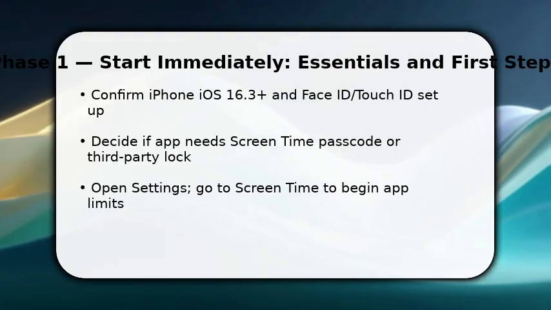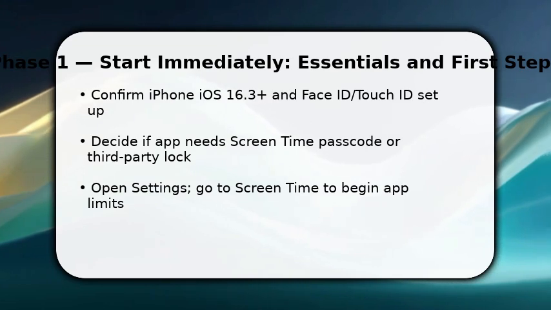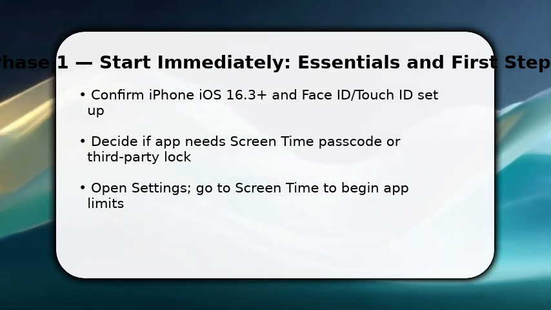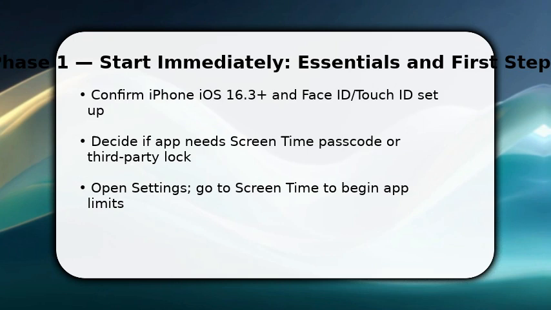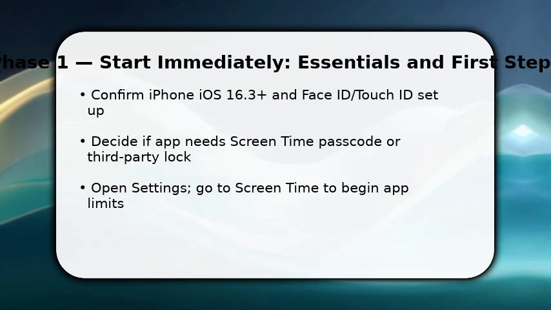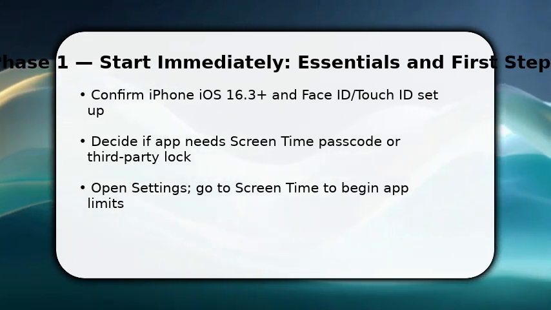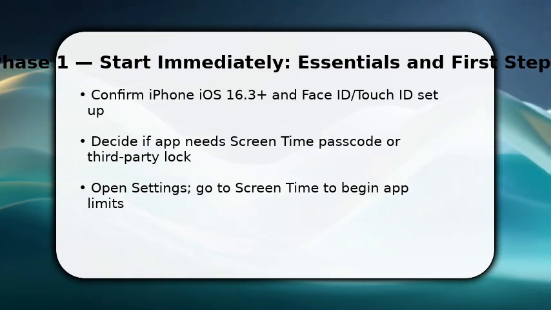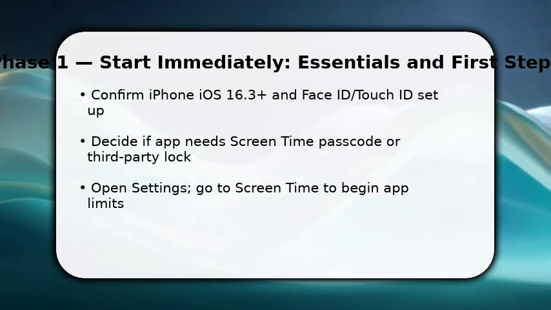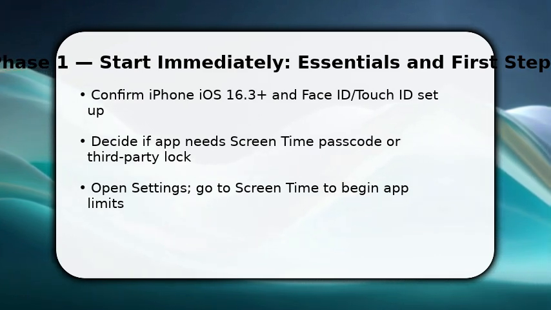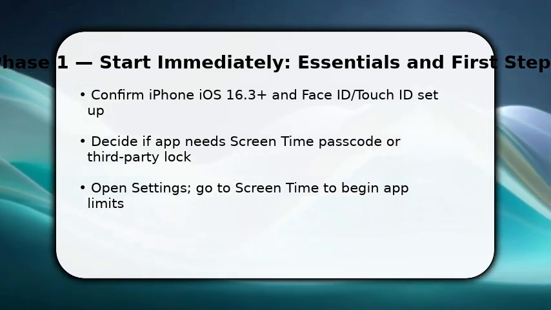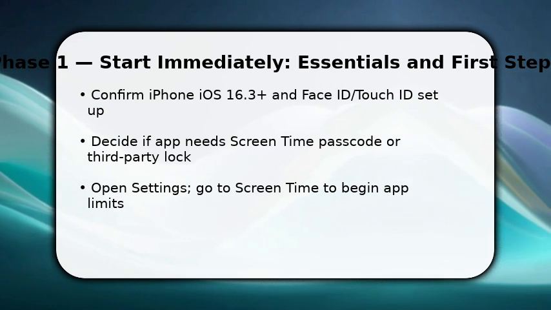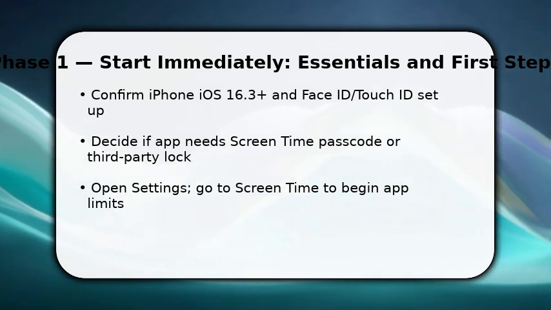You start by confirming your iPhone runs iOS 16.3 or later, and that Face ID or Touch ID is configured. This enables the smoothest app protection. Once done, decide whether you want Apple's built-in Screen Time passcode to gate apps or a third-party Vault app for stronger locks. Make sure to pick a memorable Screen Time passcode now, because resetting it is slower.